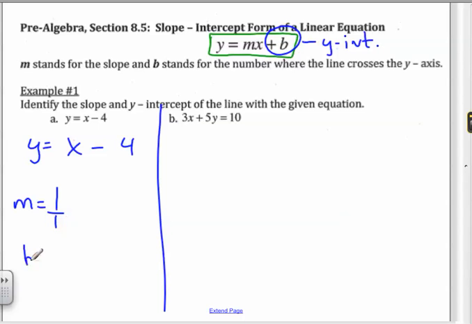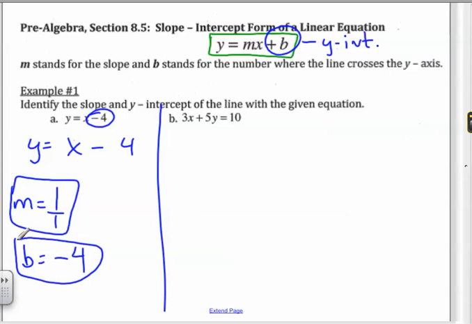What's the y-intercept here, Cole? Where does it cross the y-axis? Not at 1. Anybody have it? Negative 4. Right? The number behind the x term. Okay? All right, good. So the slope of this line is 1 over 1, and the y-intercept is negative 4. It crosses the y-axis at negative 4. Good job, Cole. Thank you.